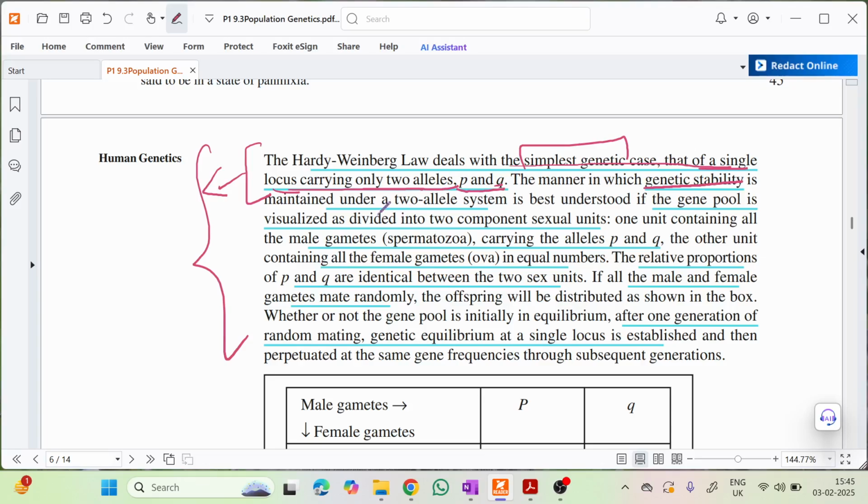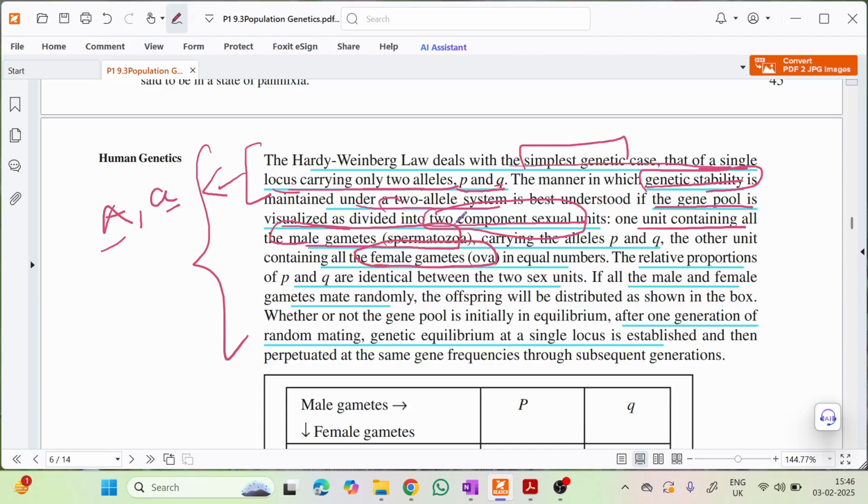Then the manner in which genetic stability is maintained under a two-allele system is best understood if the gene pool is visualized as divided into two component sexual units. इसका मतलब है genetic stability specially in two allele system, जब दो ही allele हो, जो मैंने example लिए A and a के, दो ही allele है इस two allele system में, the precondition will be, ऐसा तभी possible होगा when whole population it is divided into two compartments, one unit that includes all the male gametes and the other unit which will be of female gametes.